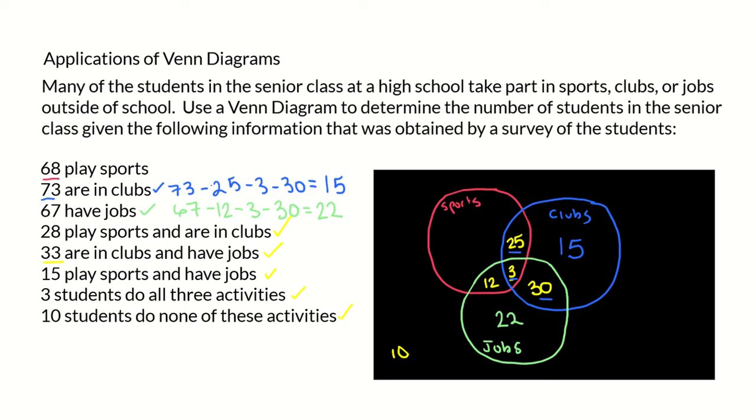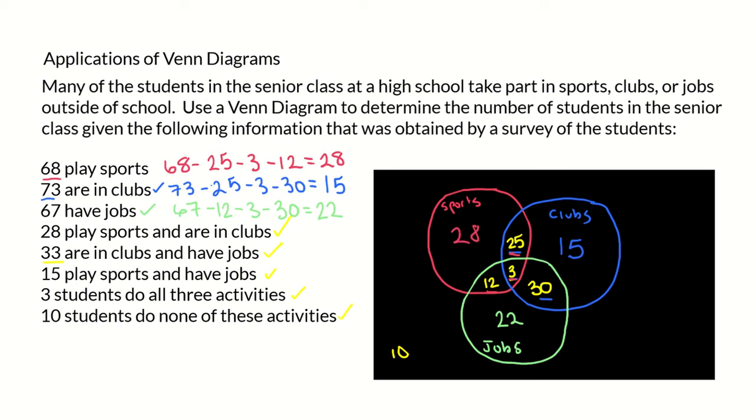We also know that 68 students play sports, and in the sports circle, we have these shared numbers already. So 68 minus those 3 shared areas, minus 25, minus 3, minus 12, gives us that 28 students play sports and don't do any of the other activities.